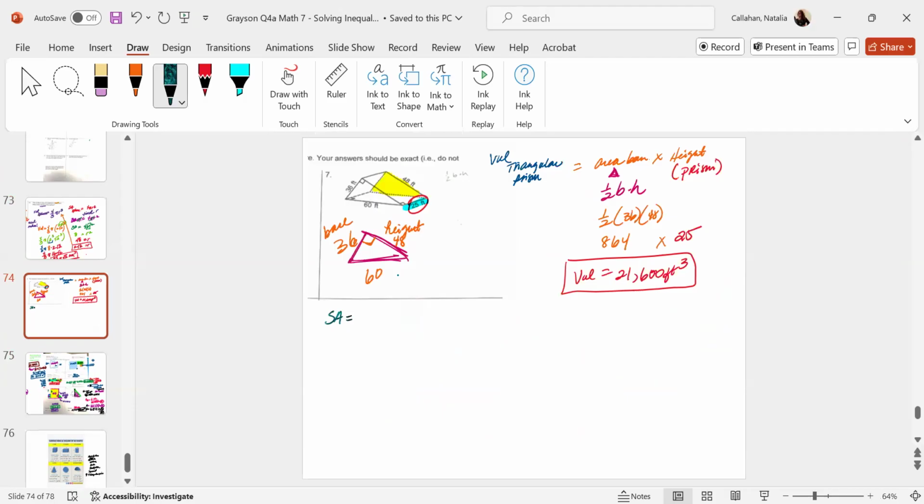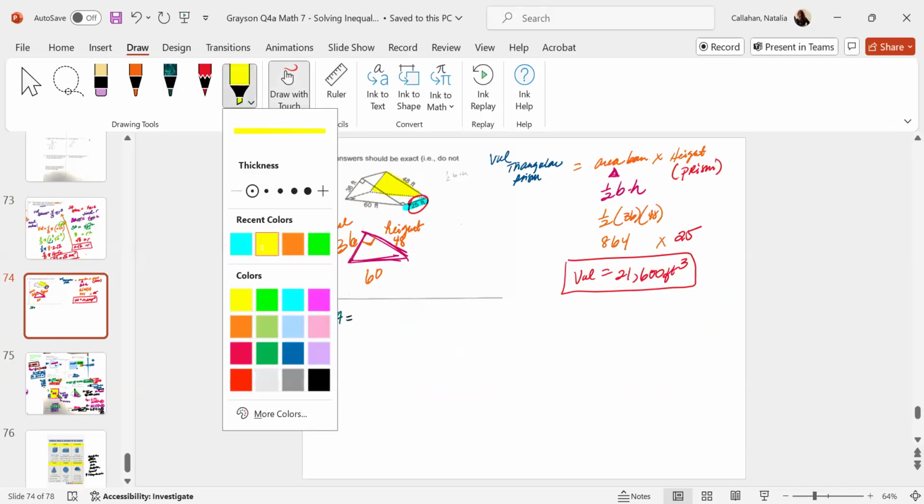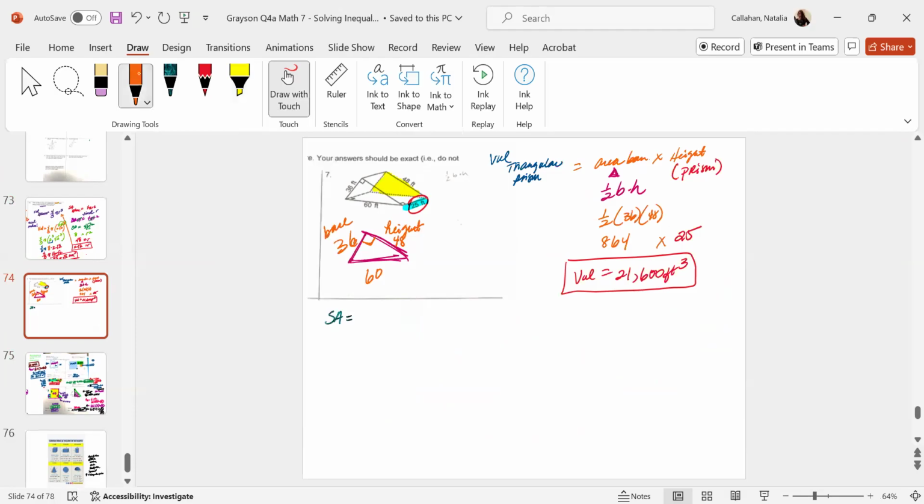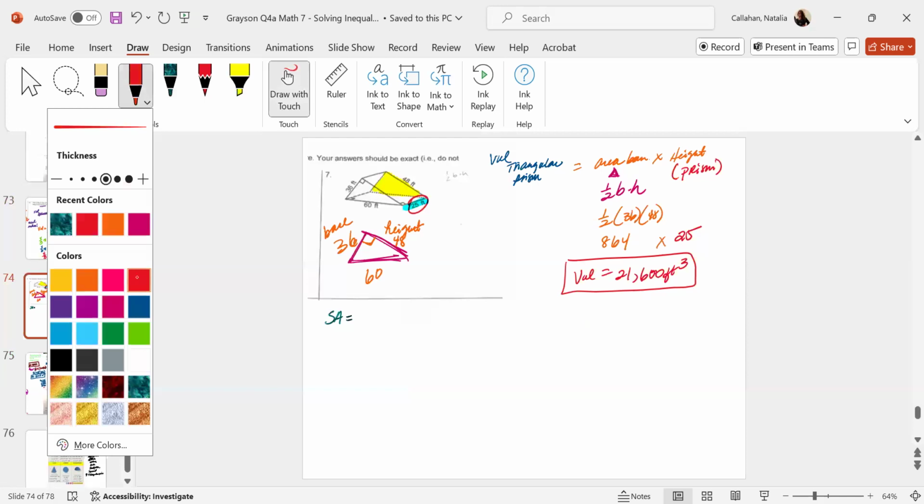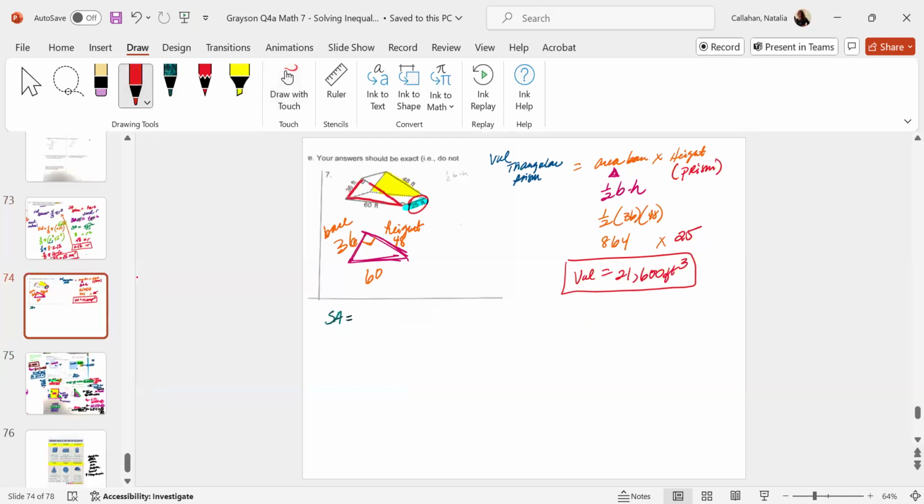Surface area. So how many triangles do we have? How many triangles? What are they? I want you to outline them for me. Write down surface area. How many triangles do we need? 2. And then what is the area of those triangles?